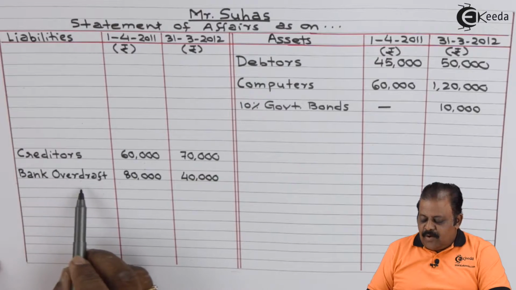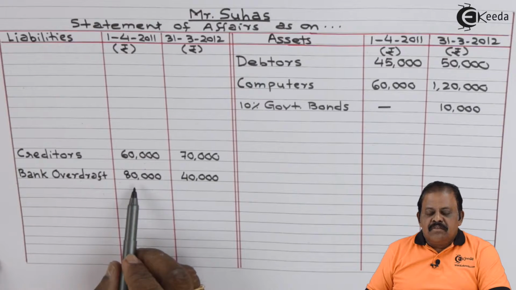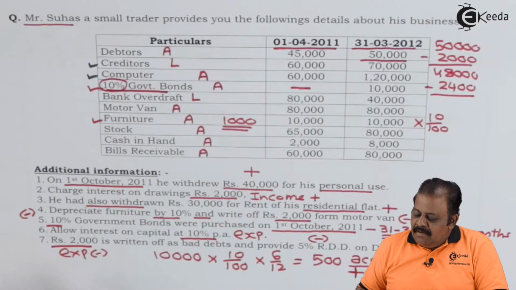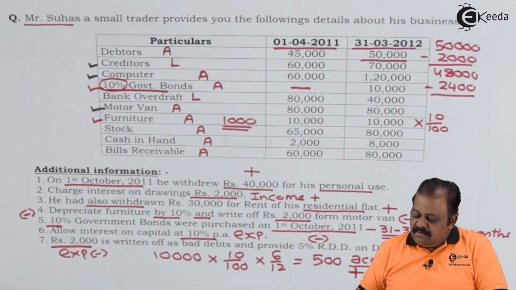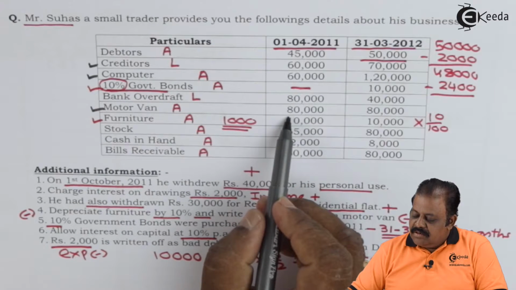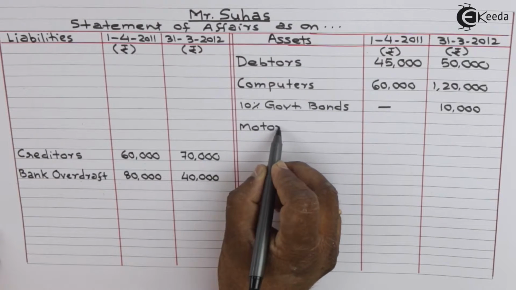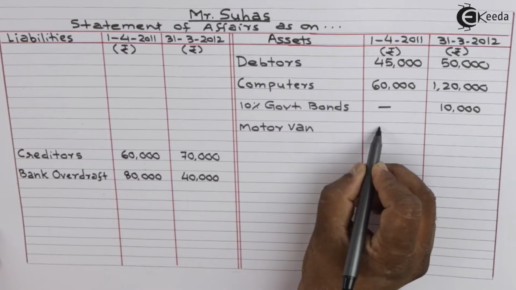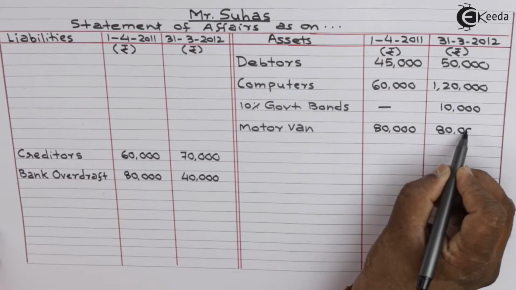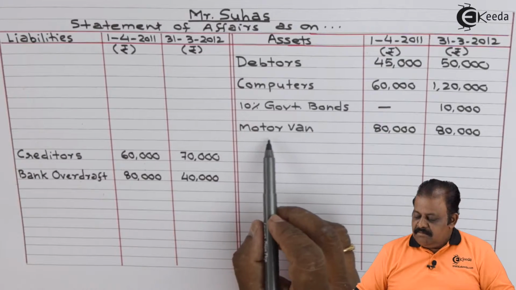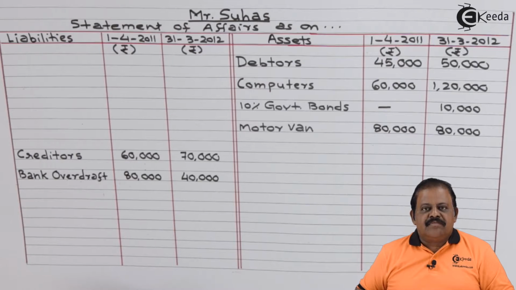Liabilities, bank overdraft, opening 80,000, closing 40,000. Next, motor van, opening 80,000, closing 80,000. Assets, motor van, opening, closing 80,000.